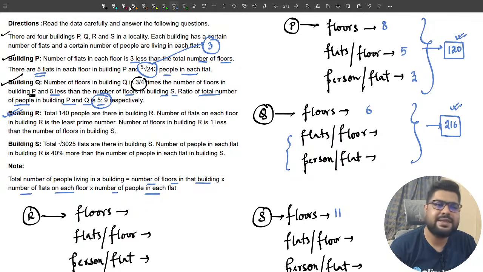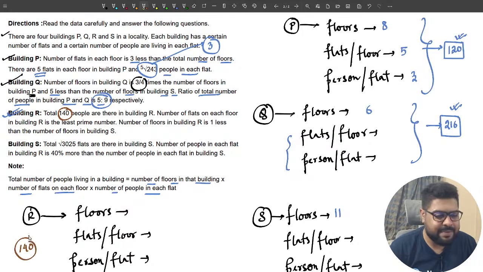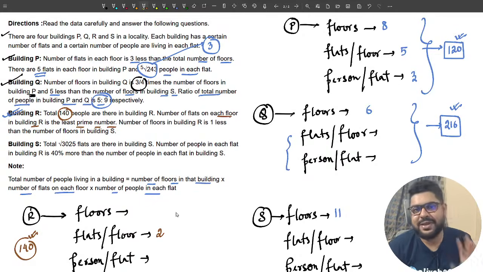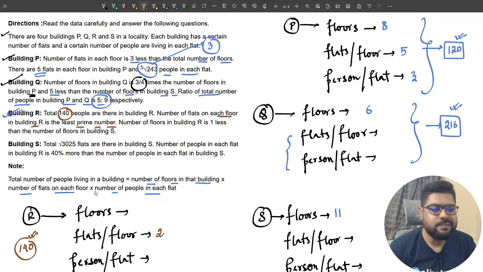Now building R. Whatever we know, we must be content with that only. 140 total people live there. Perfect. The number of flats on each floor is the least prime number, which we all know to be 2, the only even prime number. The number of floors in building R is 1 less than the number of floors in S. So S is 11, so this must be 10.